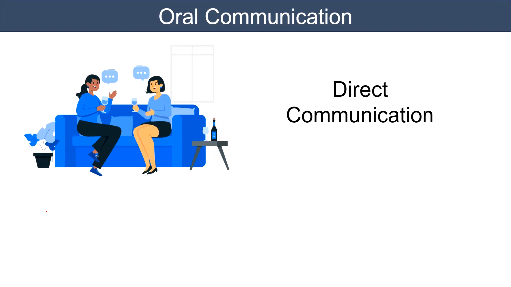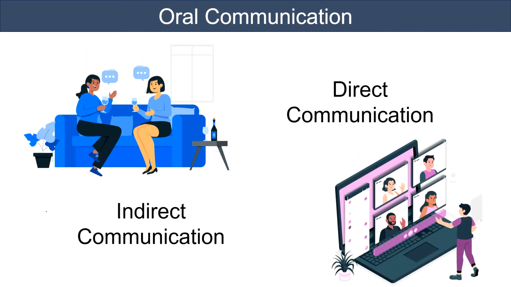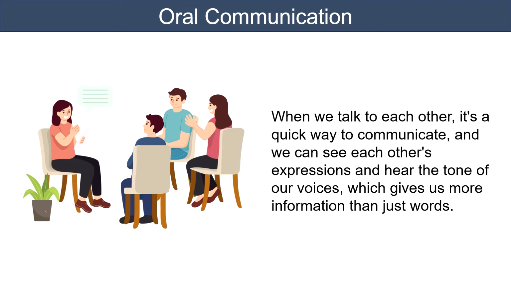This can be direct communication, like when you talk face to face with someone, or it can be indirect communication, like when you call or video chat using your phone or computer. When we talk to each other, it's a quick way to communicate, and we can see each other's expressions and hear the tone of our voices, which gives us more information than just words.